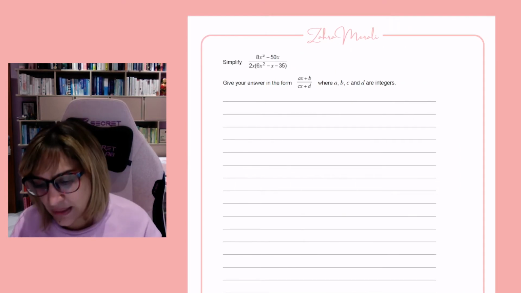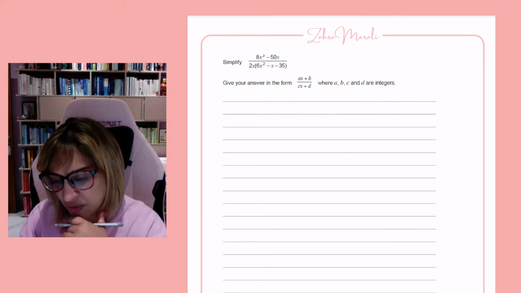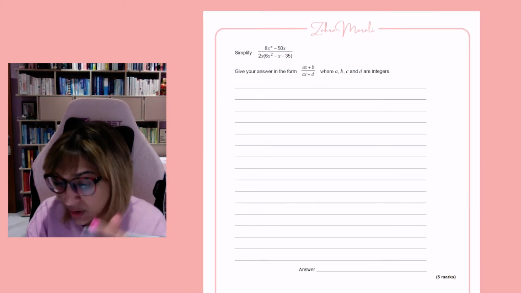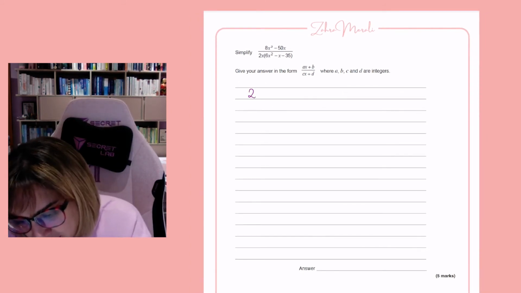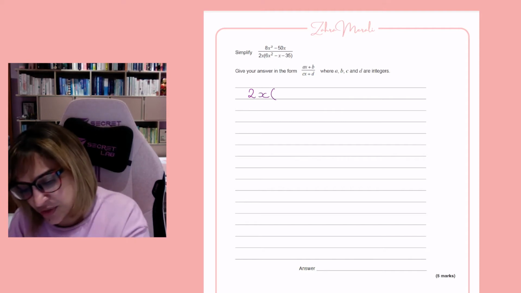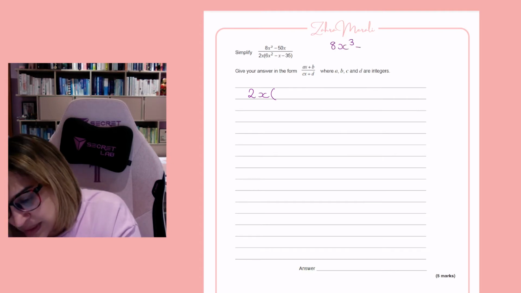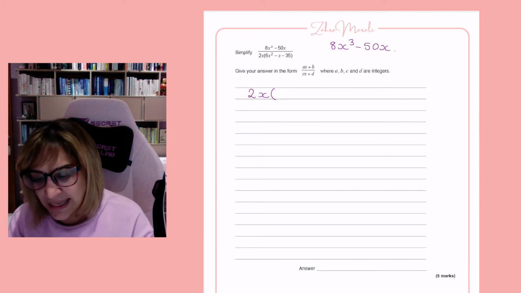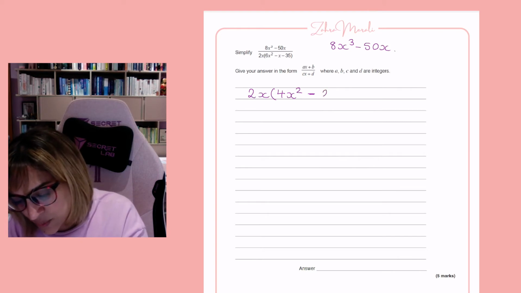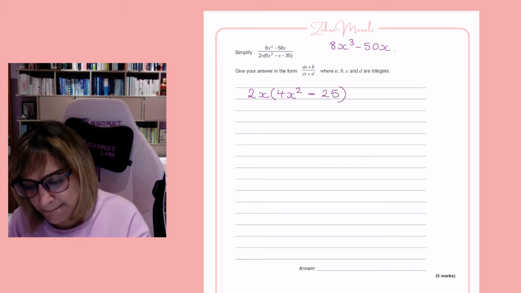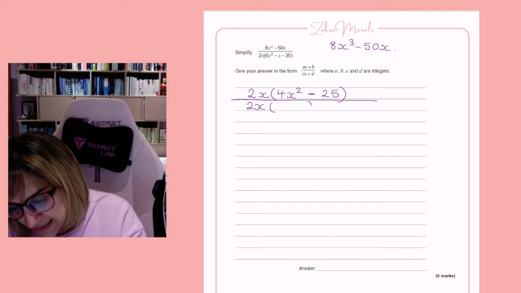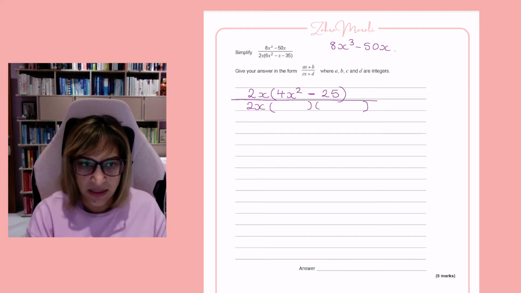Okay, let's try this one. All right, so we look at the numbers again, and on the top we're going to go 8 and 50. So we can take out 2. They're both even numbers. And it's x cubed and x. So I can take x outside the bracket. So if that's not clear, that should be 8x cubed minus 50x on the top. And then I'm going to have 4x squared inside, and I'm going to have minus 25. Right. And then we'll have 2x on the bottom, and this hopefully is a double bracket.